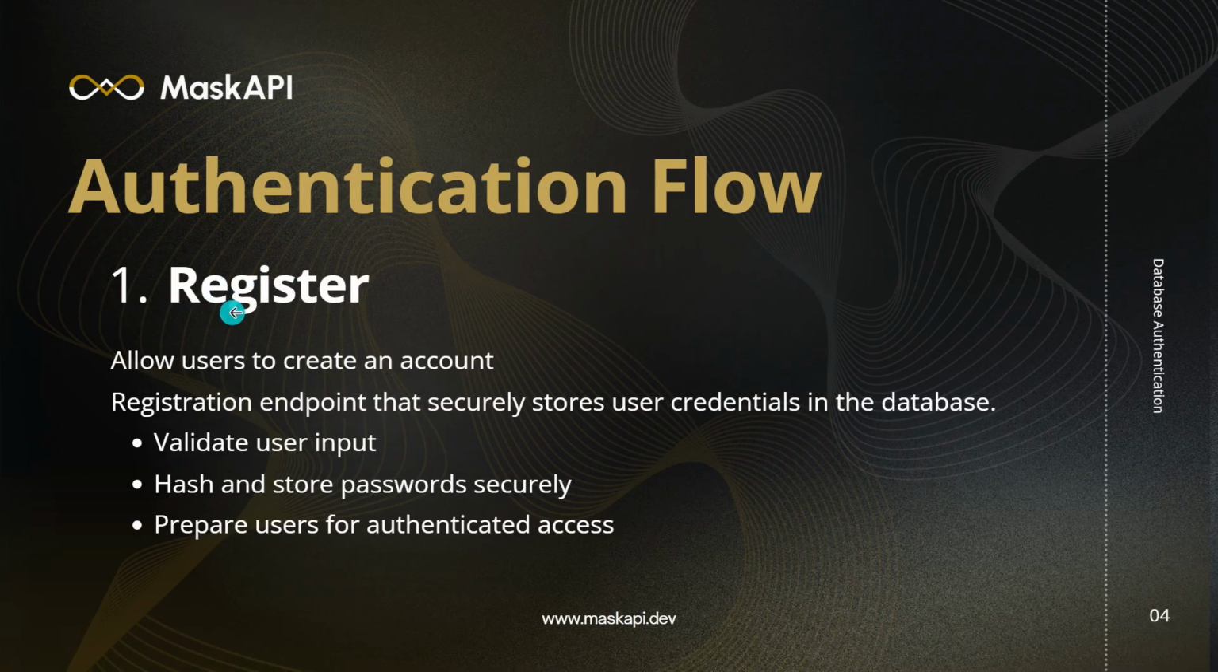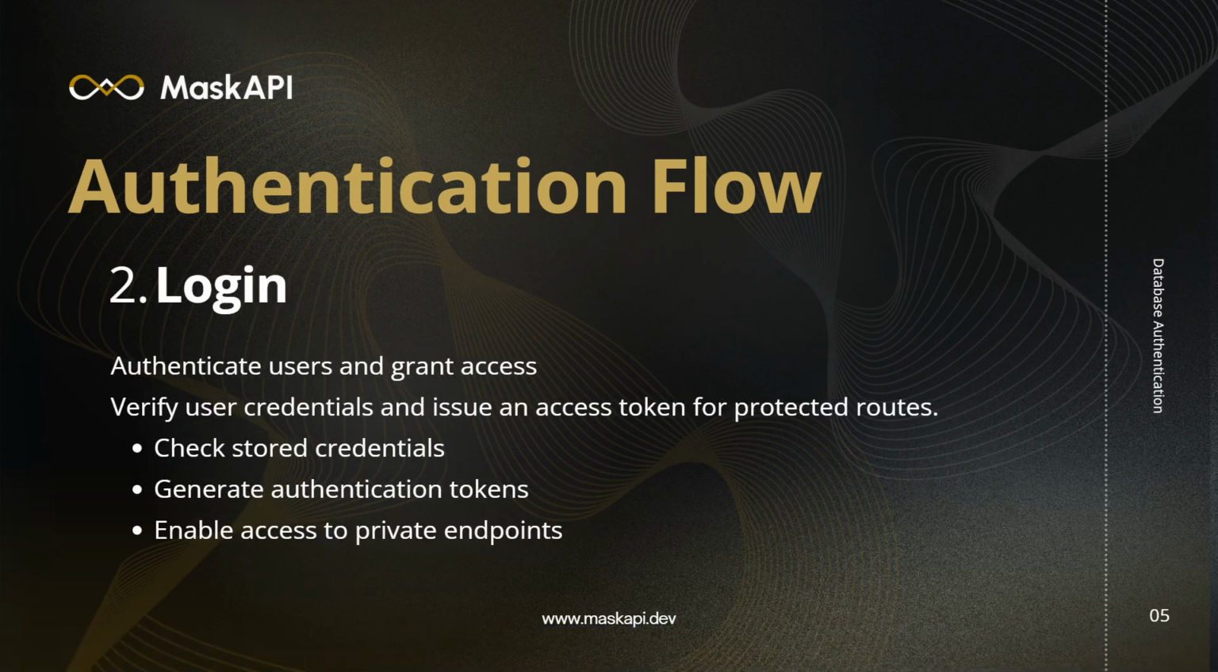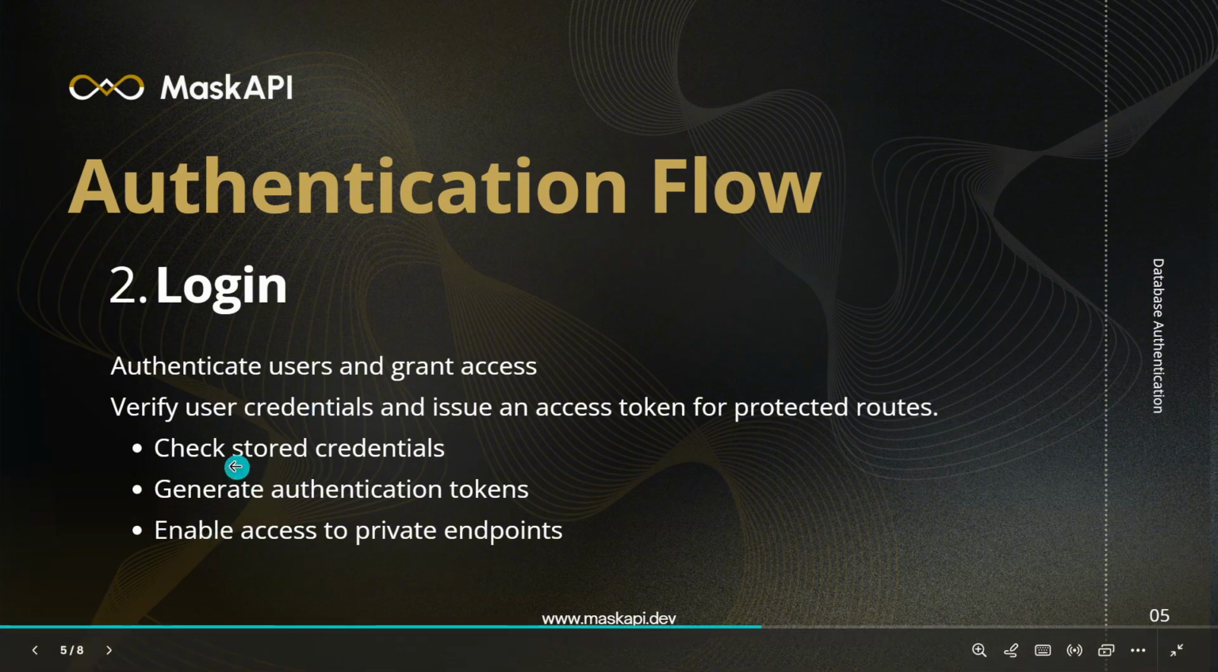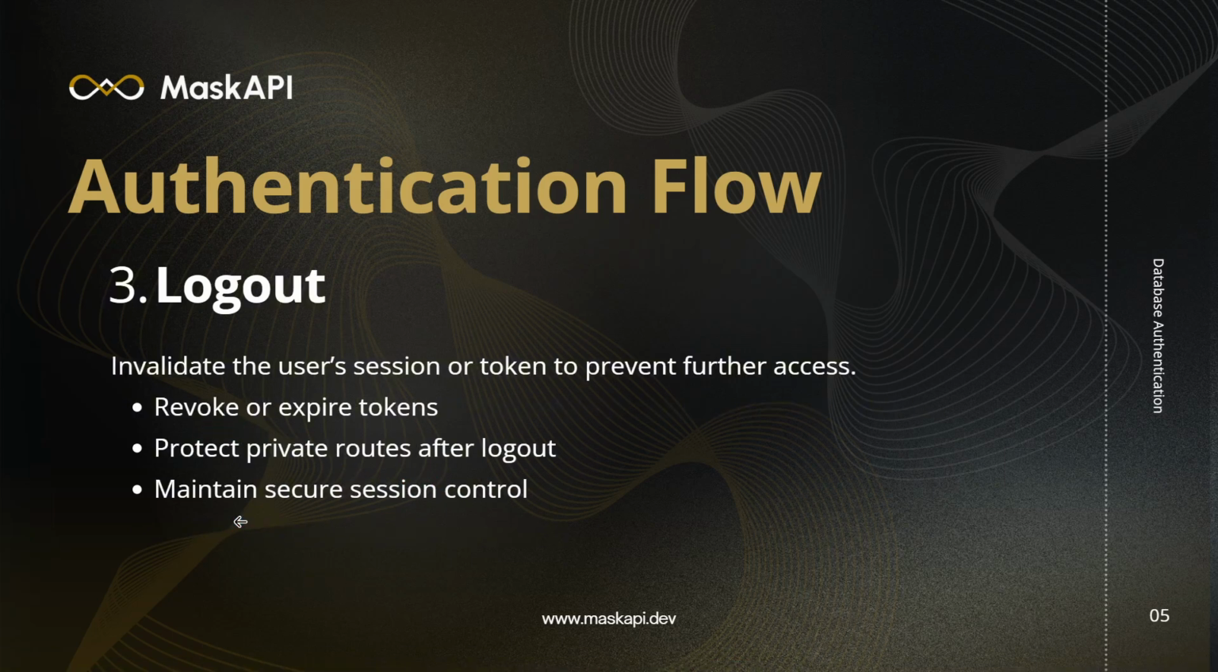First, we have register, which allows the user to create an account by validating their input, hashing it, and preparing users for authentication access. Second is login. Login is so simple. You can verify users' credentials and issue an access token for protected routes. You can check and store credentials, generate tokens, and enable access. Finally, we have logout. Simple. Invalidate the user's sessions or token to prevent further access. You can revoke, protect, and maintain secure session control, okay?